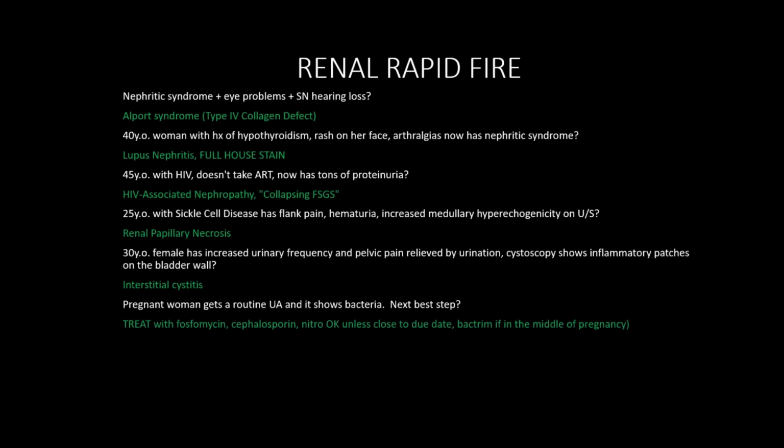And our first line agents, for the most part: phosphomycin is starting to become a lot more popular on exams. Bactrim and nitrofurantoin have some different windows that they're used, depending on what stage you're in pregnancy. So Bactrim, if you're more in the middle of pregnancy; nitrofurantoin is okay unless you're close to the due date.